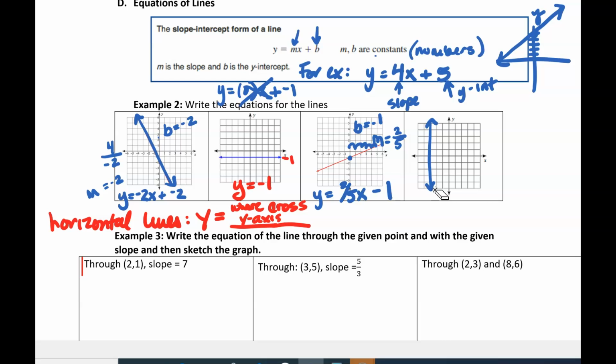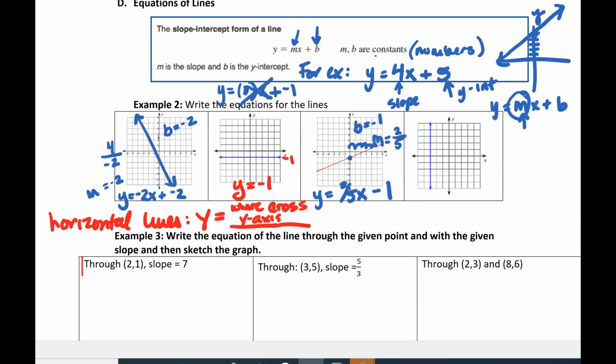And then lastly, we have this vertical line. Remember, vertical lines have an undefined slope. So if you think about y equals mx plus b, what does that look like to just have an undefined slope? You can't plug in undefined. So we're going to look at this in a different way.